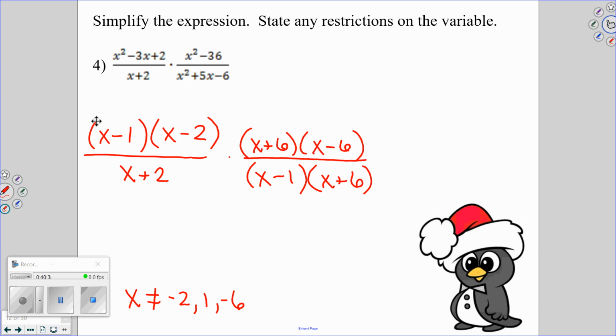Why is x not allowed to be that? Because it makes a 0 in the bottom, and we cannot divide by 0. All right, next part. Yay, it's a fun part.